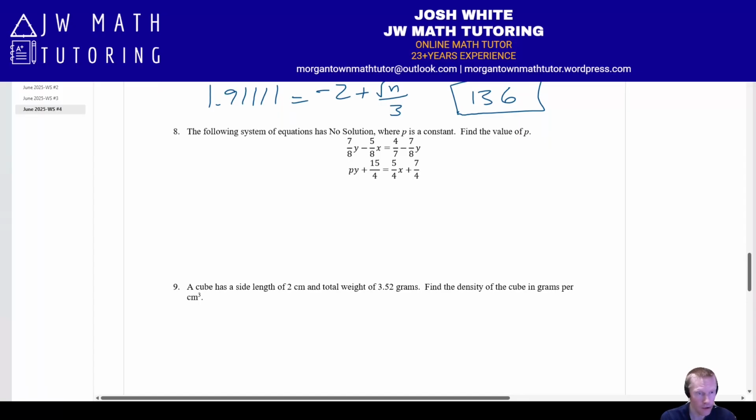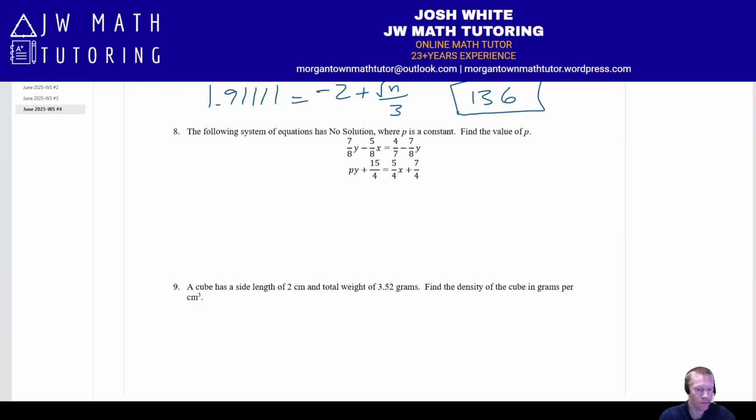Okay, so for this next problem, number 8, this is a repeat question. Definitely seen this on Blue Book tests and on previous exams as well. You have a system of equations. You're told it has no solution. You want to find the value of p.